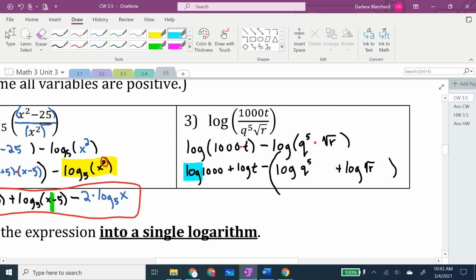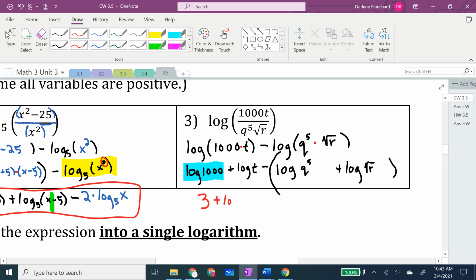Do you recognize the number? If a base is not written, the base is understood to be what number? And so 1,000 is 10 to what power? So this will simplify into the number 3.